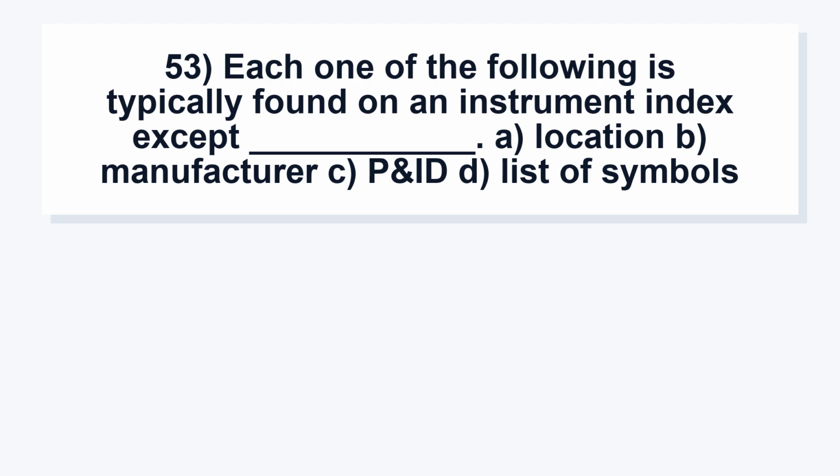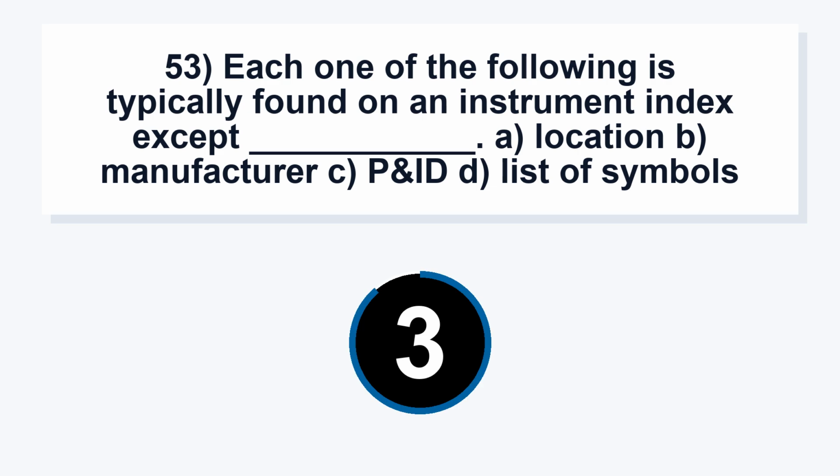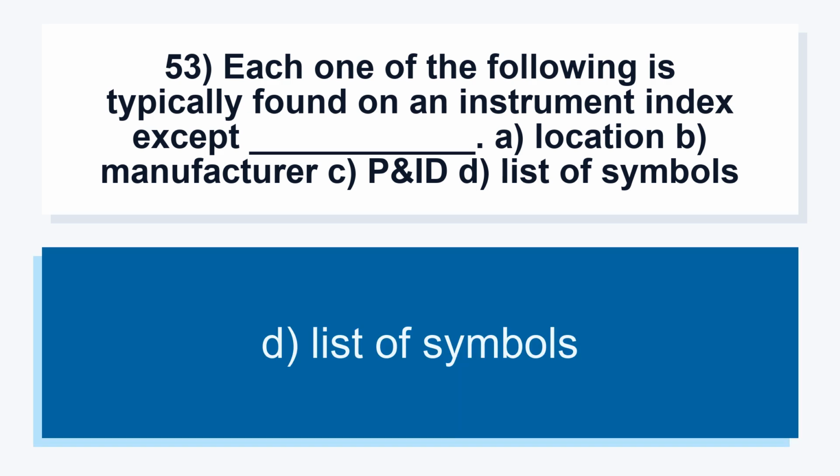53. Each one of the following is typically found on an instrument index except: A. Location, B. Manufacturer, C. P&ID, D. List of symbols. D. List of symbols.